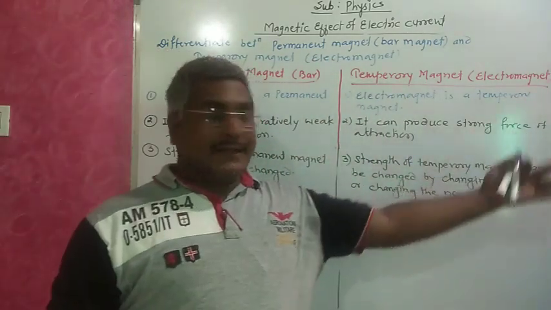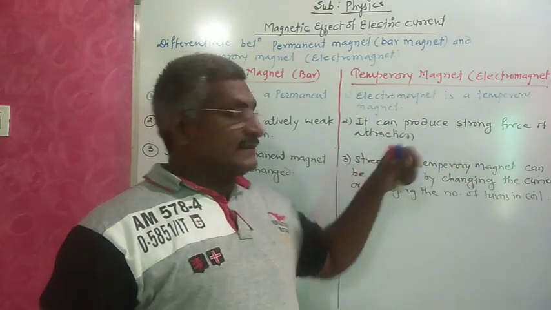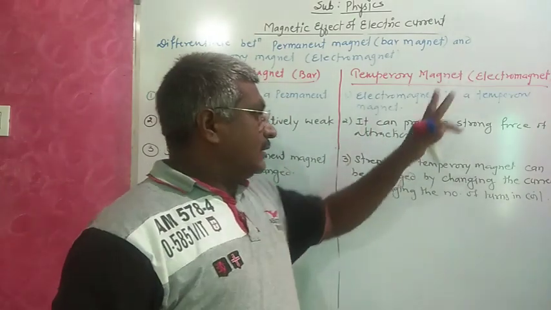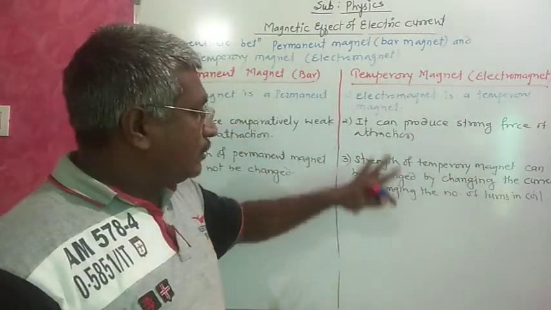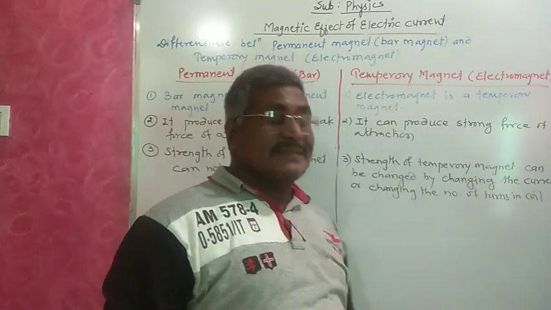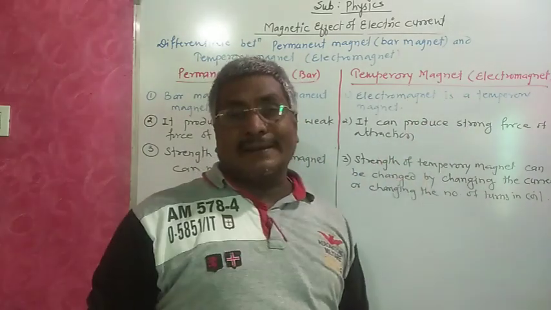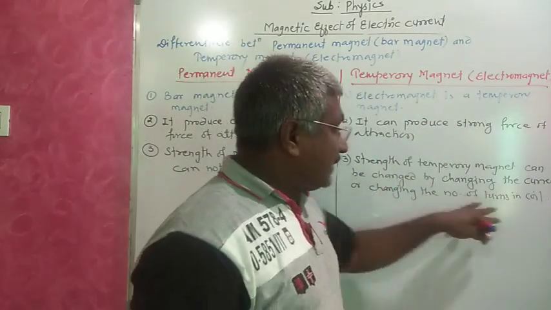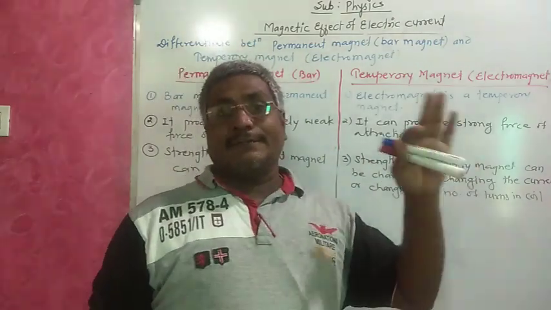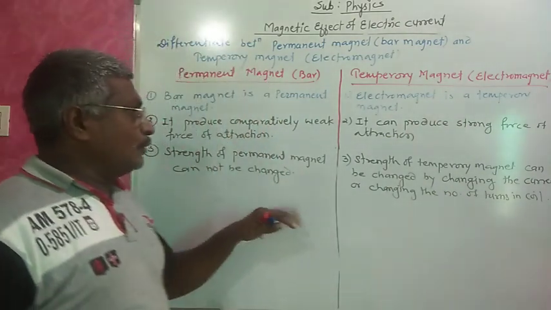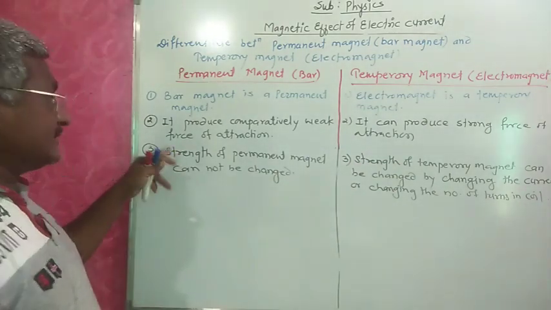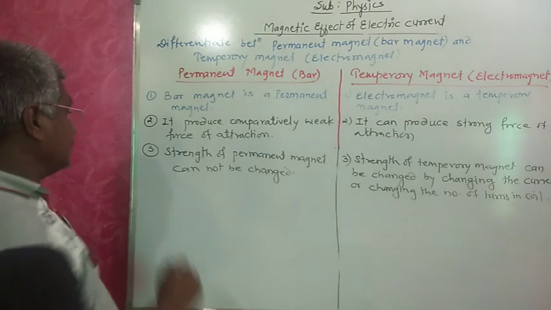If current increases, what will happen? Strength of magnet will increase. Current decreases, so strength of magnet will decrease. Turns of coil increase, strength of magnet will increase. Turns of coil decrease, then strength of magnet will decrease. So in this way, strength of a temporary magnet we can change, but strength of a permanent magnet we cannot change.